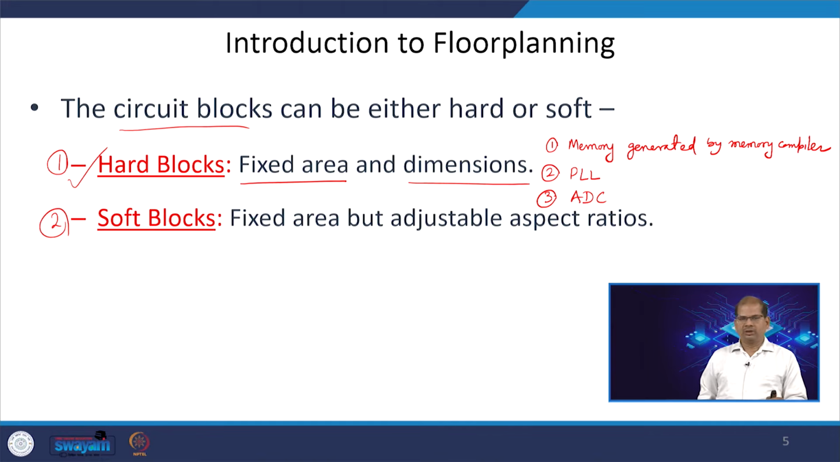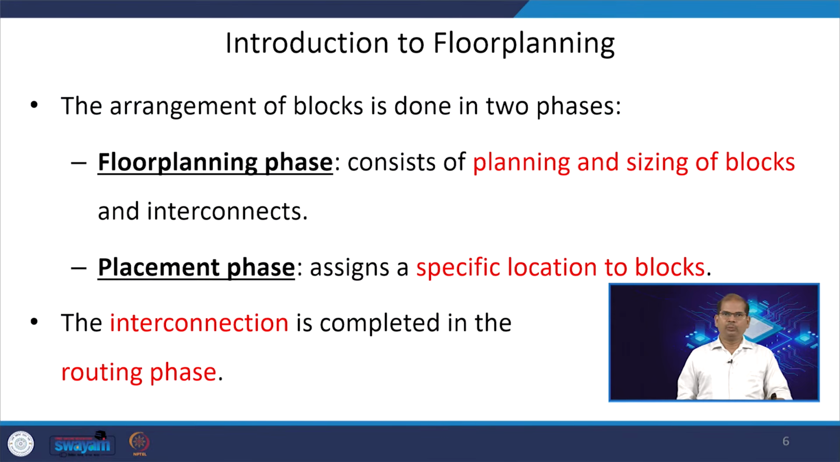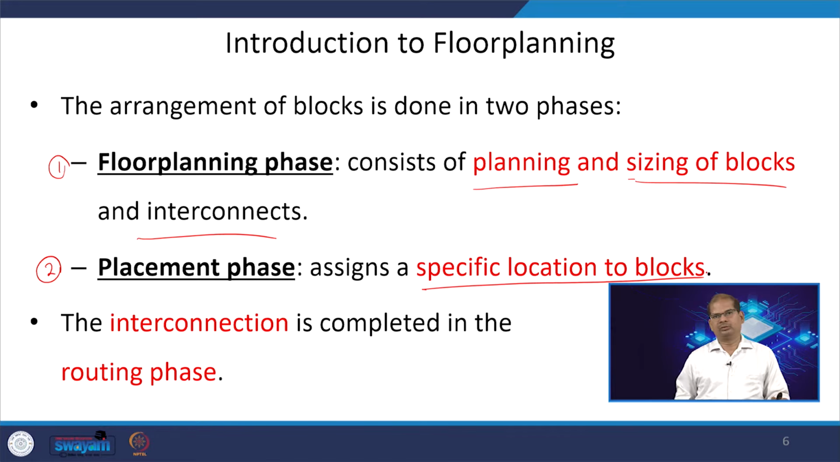But in the case of soft blocks, the area is fixed, but we have the flexibility of adjusting the height and width. Area will be the same, but we can change the aspect ratio. Those are the blocks we can change during the floor planning stage. There are two phases, one is called floor planning and the second is placement. Floor planning consists of planning and sizing of the blocks and interconnects. But in placement, a specific location is assigned to the block. In floor planning, it is a relative placement.